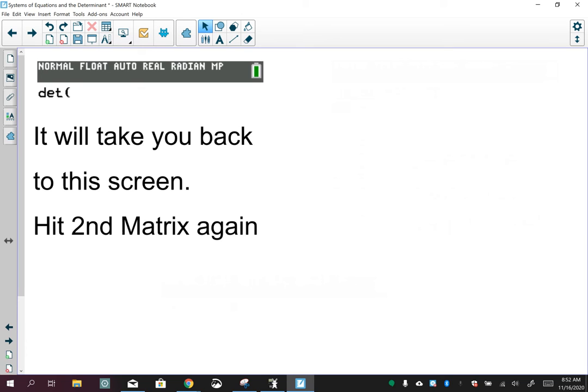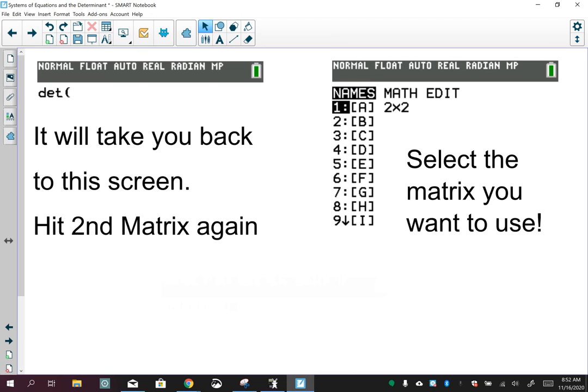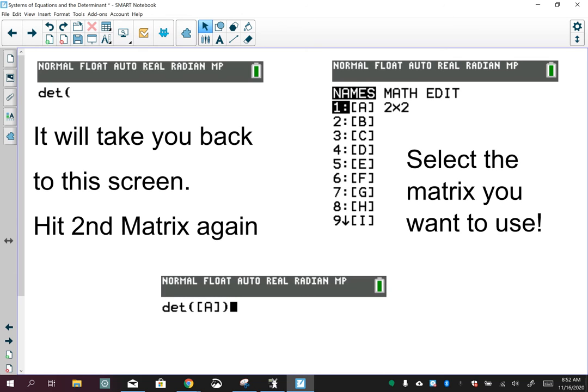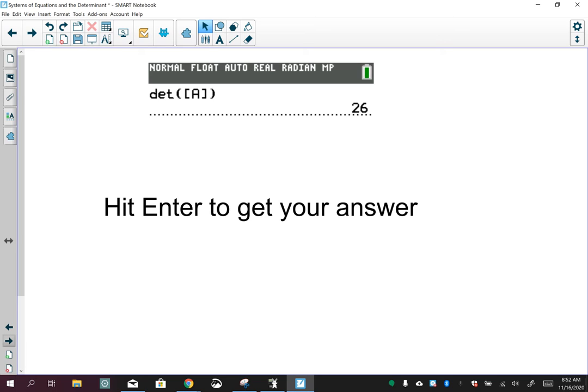You're going to hit second matrix again. Select your matrix that you want to use, and then your answer is going to look like that. So once you go DET, go back to second matrix, plug in that answer, and then you're going to have a screen that looks like this. Hit enter, and it's going to give you your answer. Okay? So that's how you use the determinant in your calculator to be able to find it.